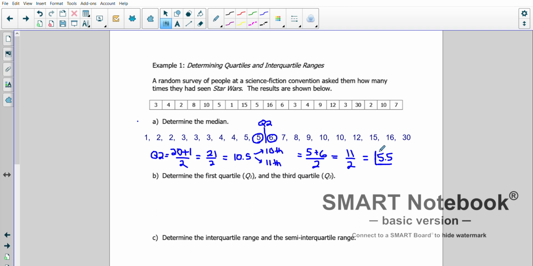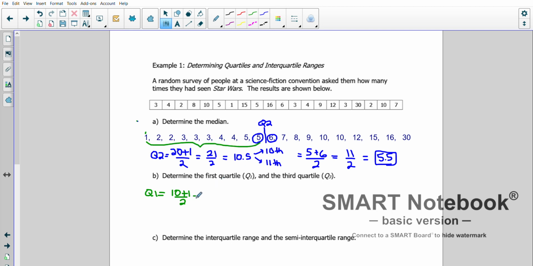Alright, so there's that. Now I need the first quartile and the third quartile. I'll use a different color here. What I'm aiming for is to find the median of the first half of the data. The first half of the data has 10 data points in it, so I can use this same kind of trick for Q1. I'm looking for the first half, the 10 points. I'm only considering the first half of the data, which is from here to here.